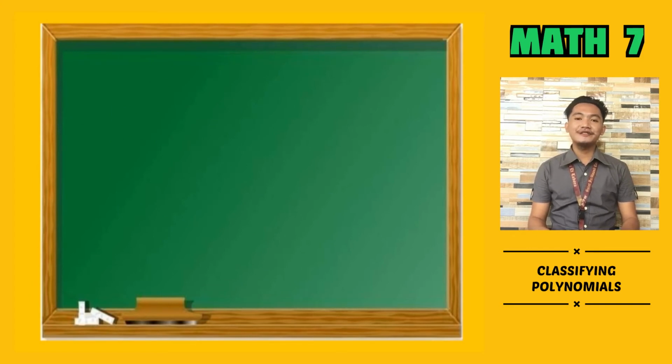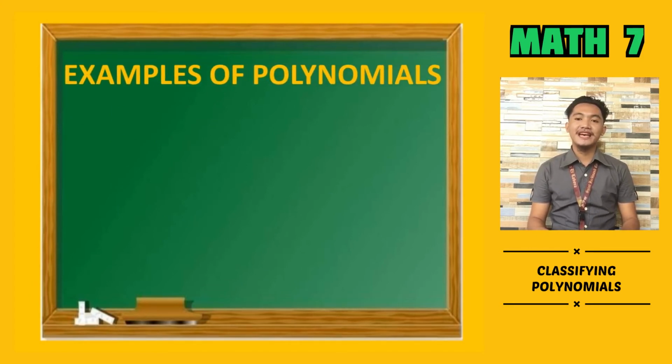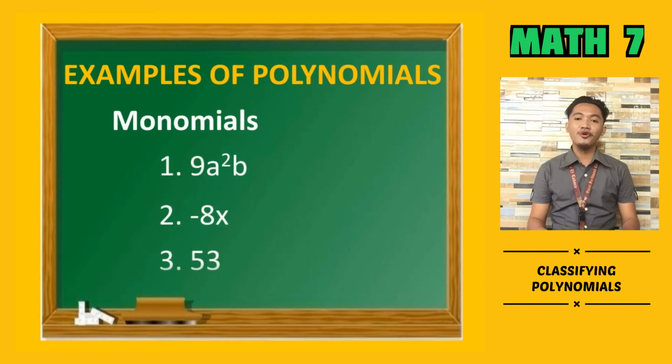Now, I will give you some examples of polynomials classified based on the number of terms. Let's have examples of monomials. We have 9a squared b, negative 8x, and 53. In these examples, there are no plus and minus signs, so it means that there are no terms to separate, and it implies that there is just one term. That's why these are called monomials.